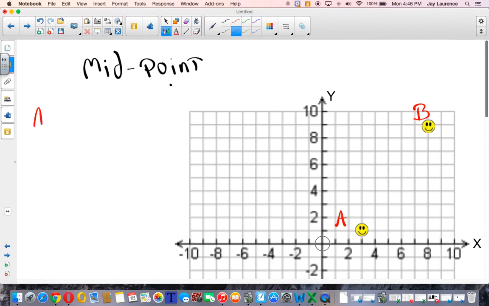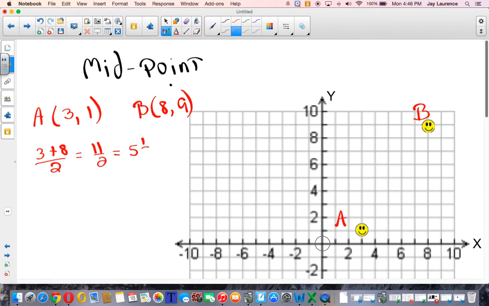Point A is located at 3, 1, right? And point B is located at 8, 9. What numbers are in the middle? Well, all I'm going to do is find the middle of the x's and find the middle of the y's. To find the middle, I'm going to average them. To find the middle of the x's, I'm going to add 3 and 8 and divide by 2. I'm suggesting that the x-coordinate of the midpoint is going to be 11 divided by 2, or 5.5.